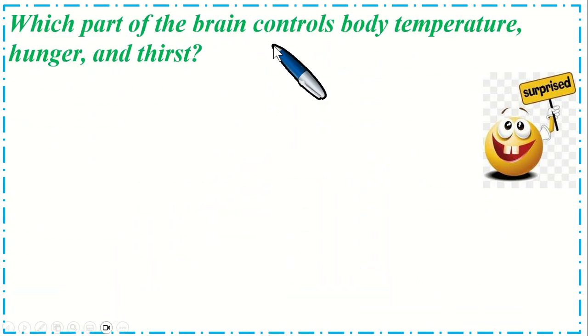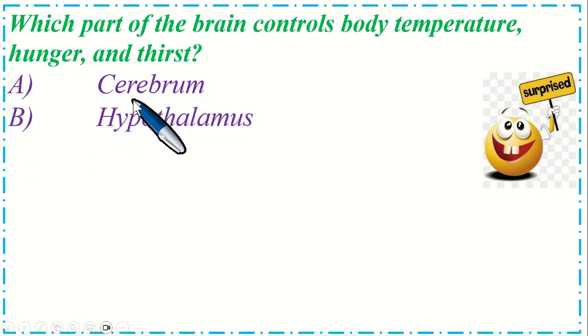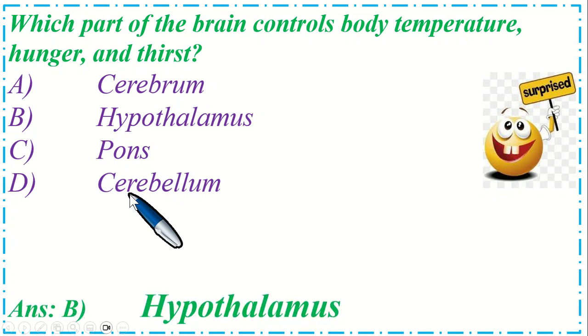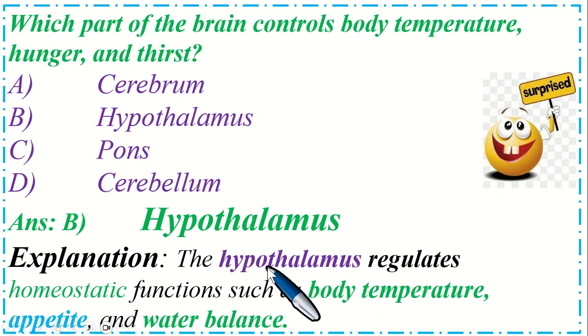Which part of the brain controls body temperature, hunger, and thirst? Option A, cerebrum, B, hypothalamus, C, pons, and option D, cerebellum. So the correct option is B, hypothalamus. The hypothalamus regulates homeostatic functions such as body temperature, appetite, and water balance.